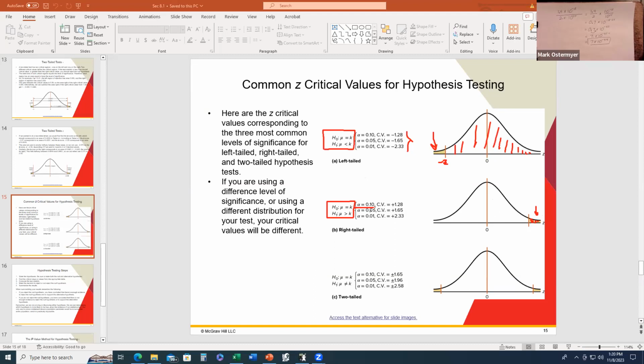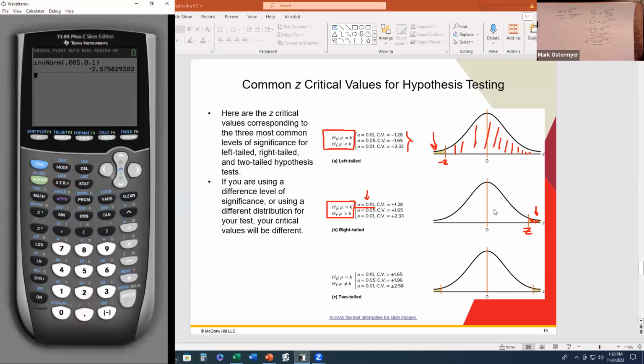Well, actually, we should not type in 0.10 in that case. What should we type in? What area is to the left of our critical z-value if we're testing at 10%? It wouldn't be 0.10, it would be what? 0.90, correct? Because 90% of the curve lies to the left of our critical z-value in that case.